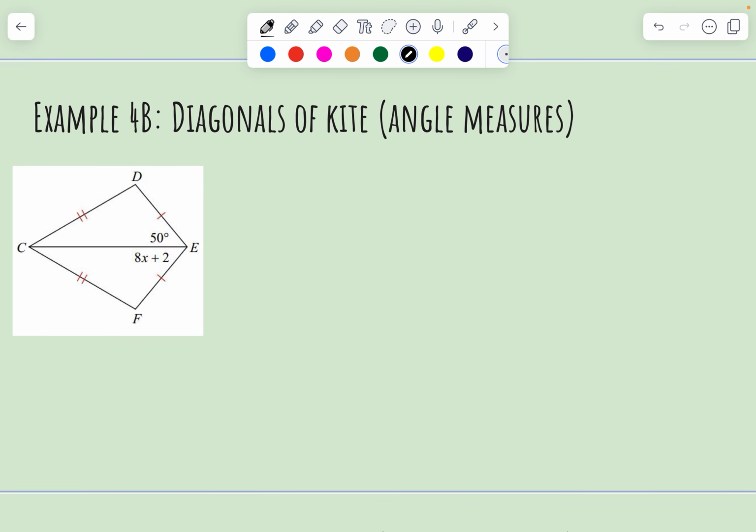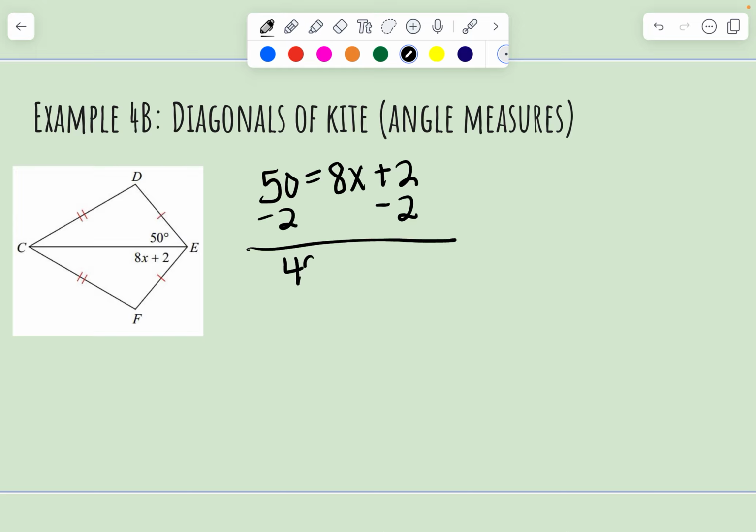So here we know those two are equal. So 50 equals 8x plus 2. Subtracting 2 from both sides. 48 equals 8x. And then dividing both sides by 8, I would get that x is 6 degrees.